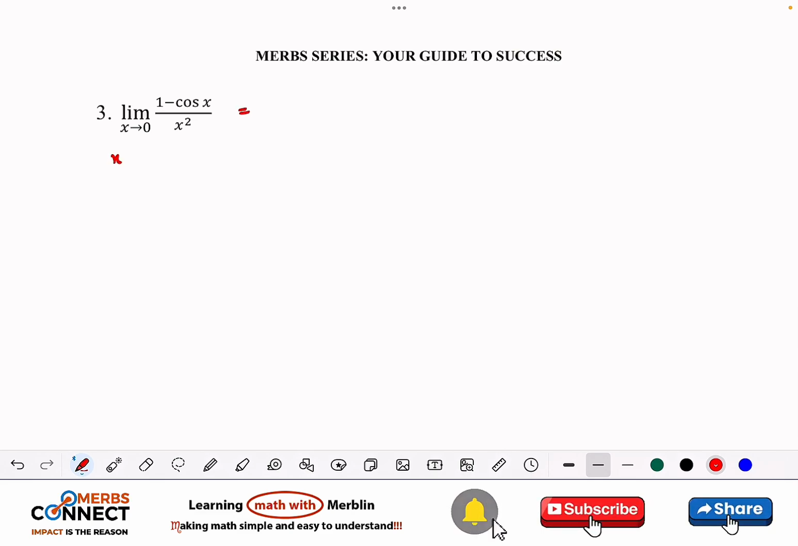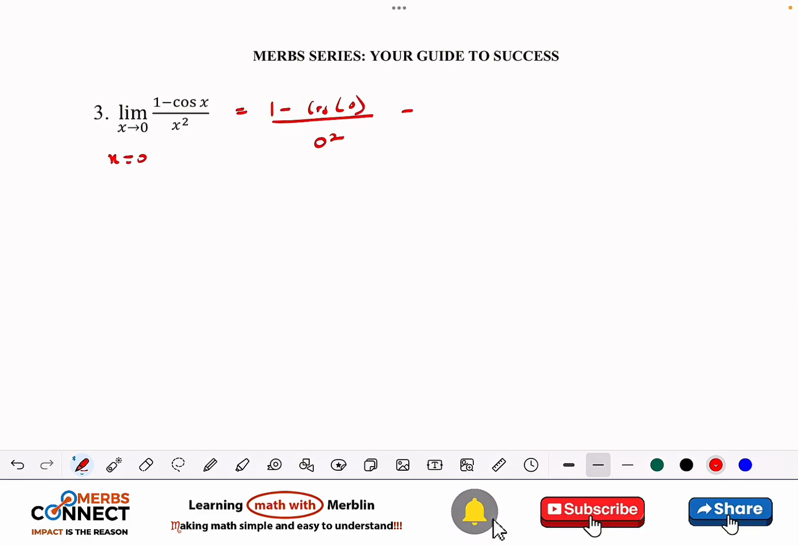Plug in x is equal to 0. You are going to have 1 minus cos of 0 divided by 0 squared. The top will be 1 minus 1, divided by 0, and you get 0 over 0. So it means that this one too, we can use L'Hopital's rule. So let's go. The limit as x is approaching 0 of 1 minus cos of x divided by x squared.